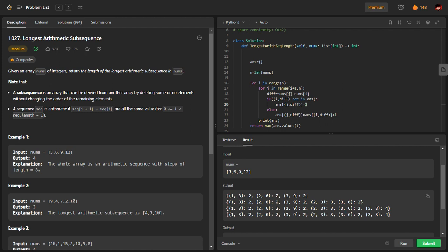And if you talk about this at index 2, there is a length 3 arithmetic subsequence with common difference 3. How is it at index 2? 0, 1 and 2. So you can clearly see 6 minus 3, and 9 minus 6. These three elements form a subsequence. That's what is being mentioned here. So that's what I'm doing basically.